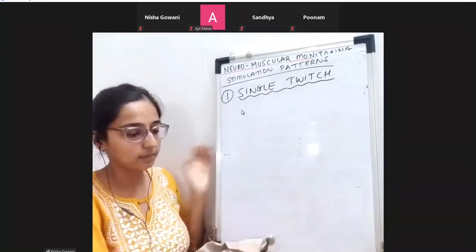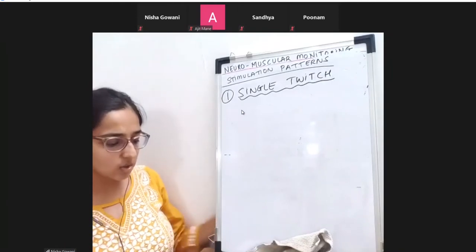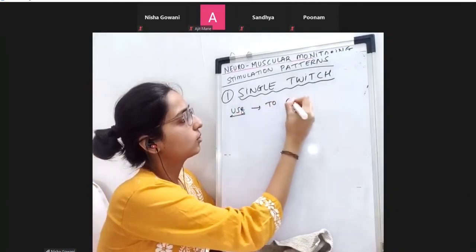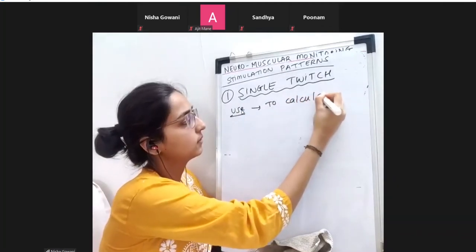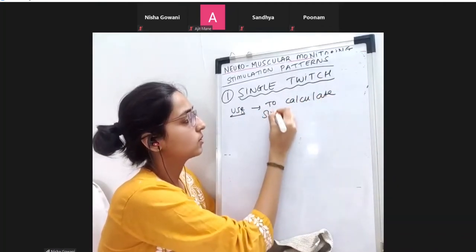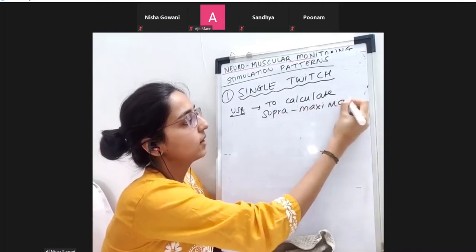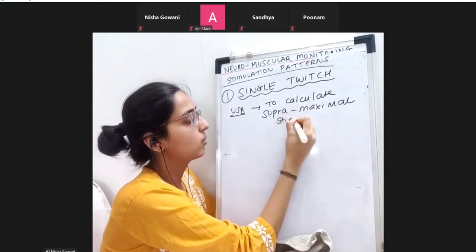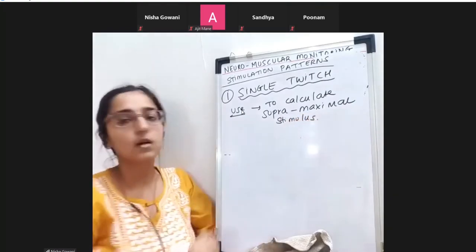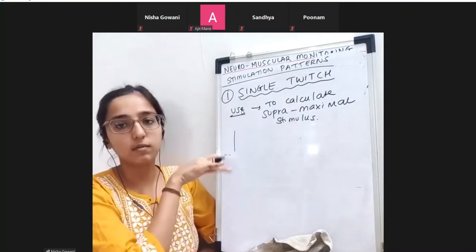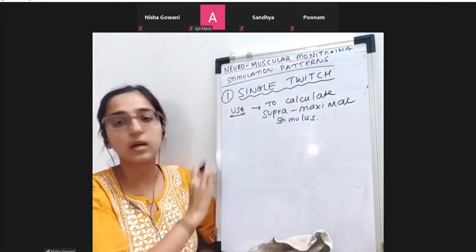The use of single twitch is to calculate the supramaximal stimulus. So we need to know the stimulus at which maximum contraction occurs, right? So if I have started giving a stimulus, let's not draw it, it will get confusing.